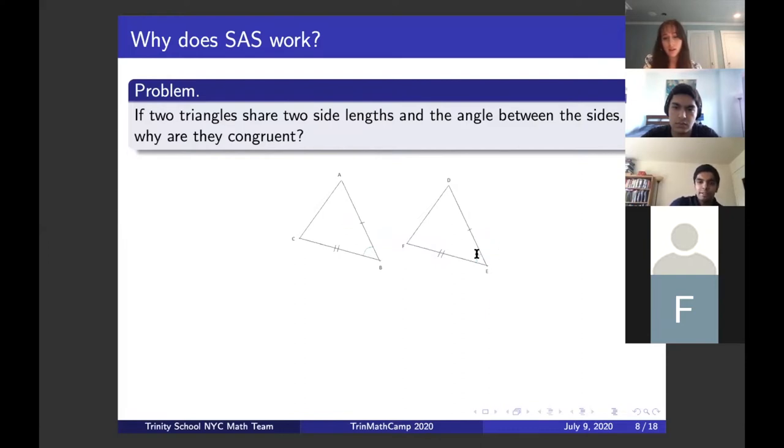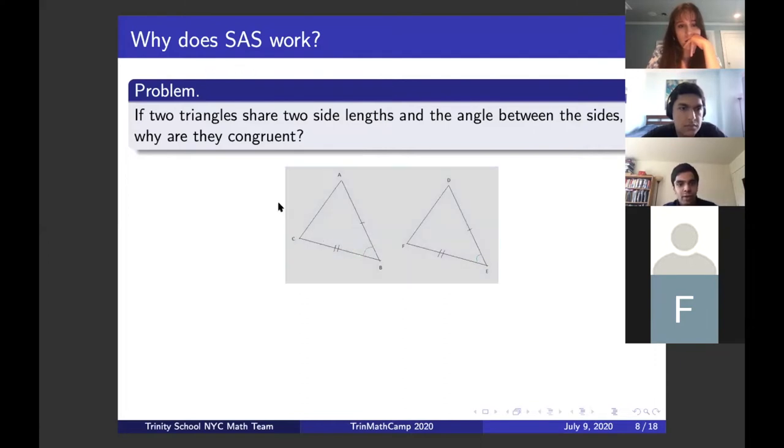Now we want to provide some intuition on why SAS works, so side, angle, side. We ask: if two triangles share two side lengths and the angle between the sides, meaning they have exactly the same side lengths and angles here, why are they congruent? Perhaps we can give you some time to think about this, so you can play around with moving some of the points and seeing what you get.